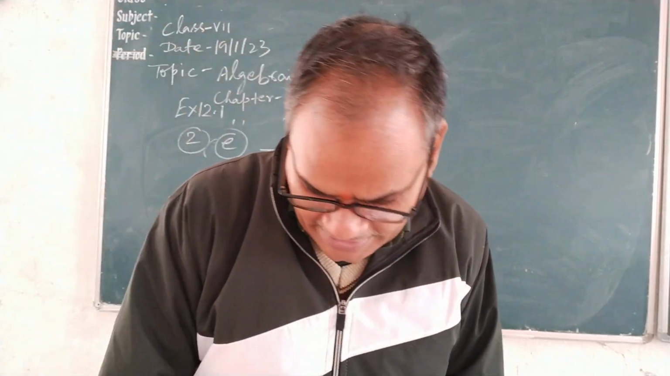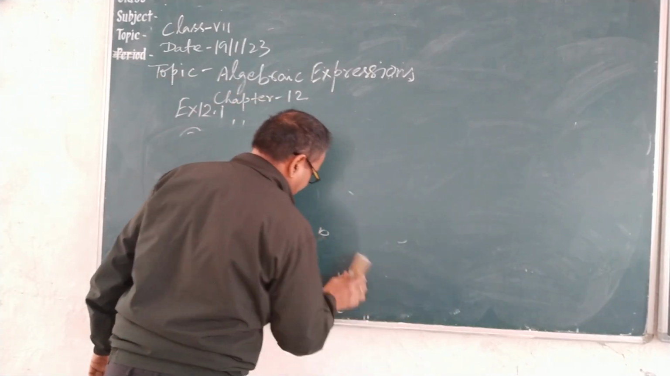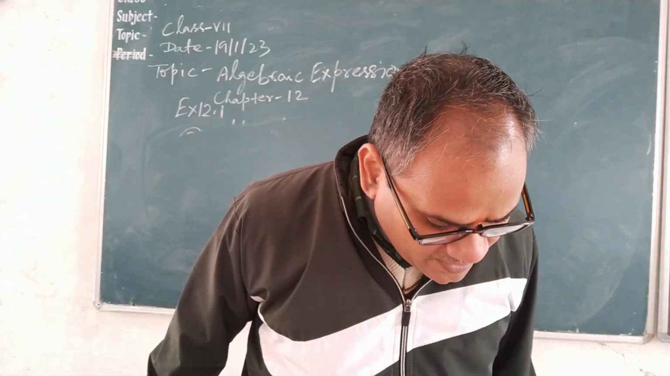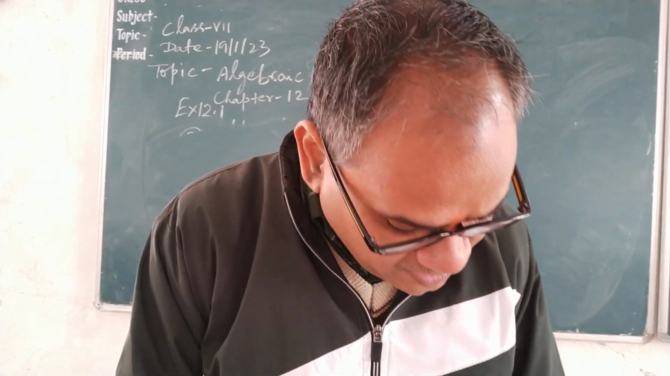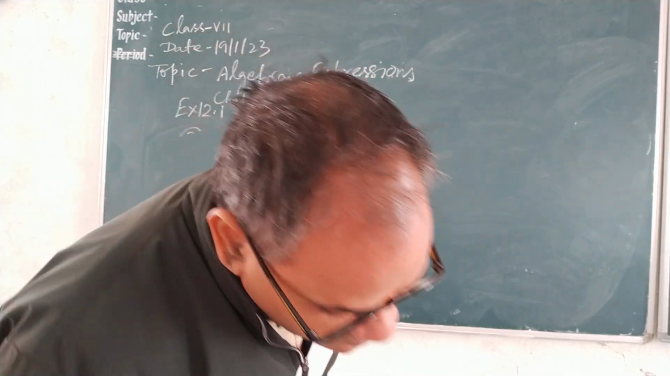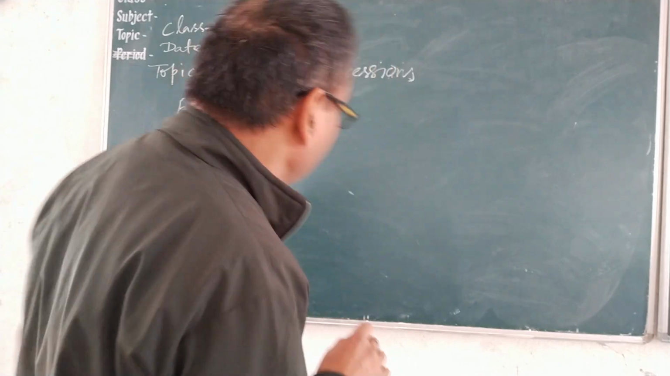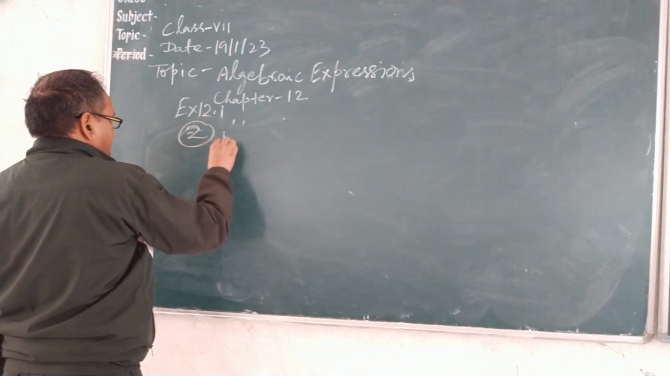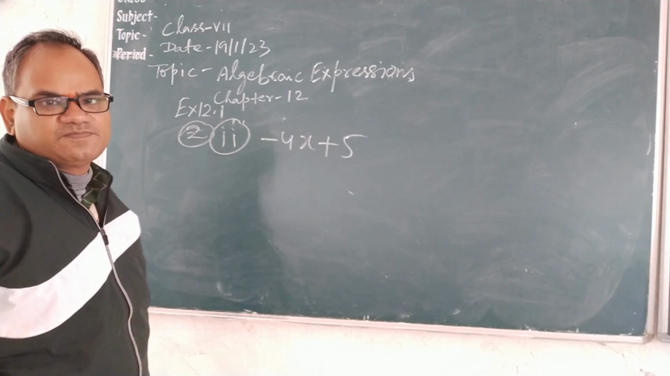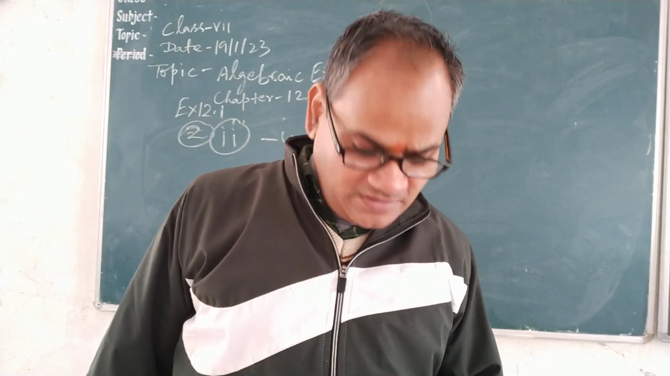Now, question number 2 second. This is your 2 first. Now 2 second. Look here. 2 second is what? Identify terms and factors in the expression given below. Now 2 second one, first question: minus 4x plus 5. What do you have to identify? Terms and factors in the expression given below.